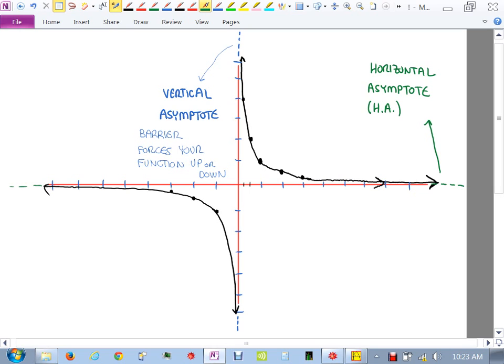So the way I've always described it is to look at this horizontal asymptote almost like a magnet that pulls the graph toward it at the ends only.